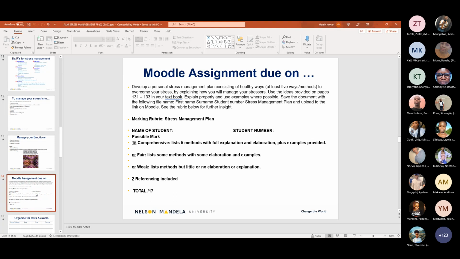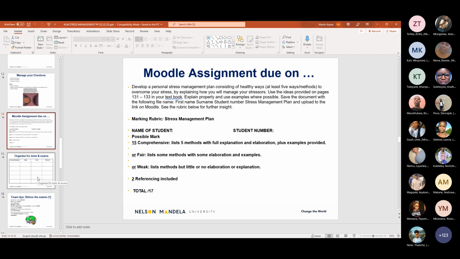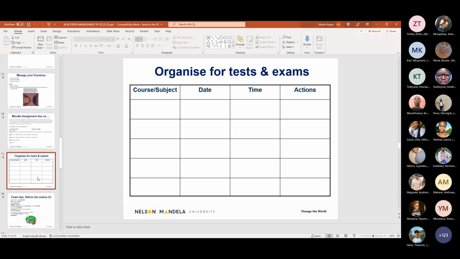This is really, in a way, just revisiting the Moodle assignment. So there are the page numbers, there's the rubric. This has been cut and pasted on the slide from the study guide. So if you compare the study guide to this slide, it provides you with the same information. Then here is a template that you can use to organize for tests and exams.